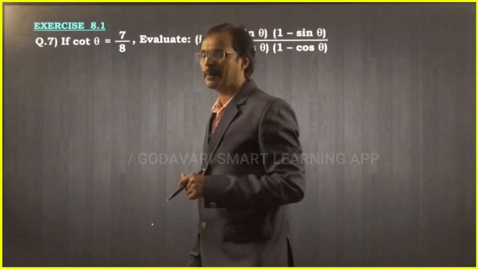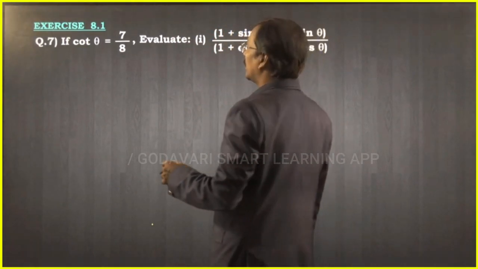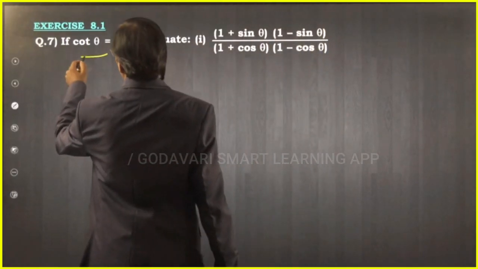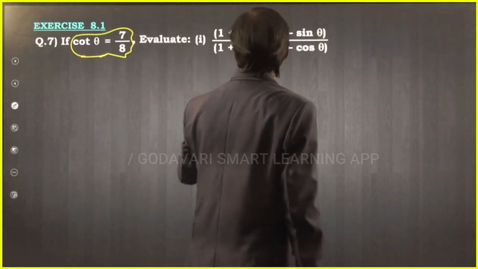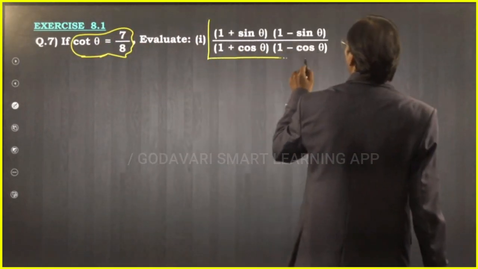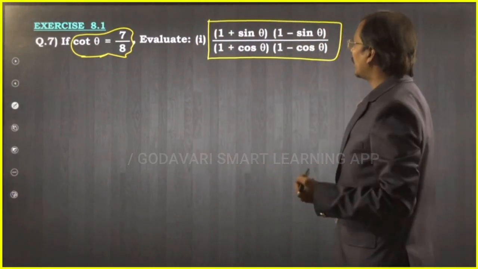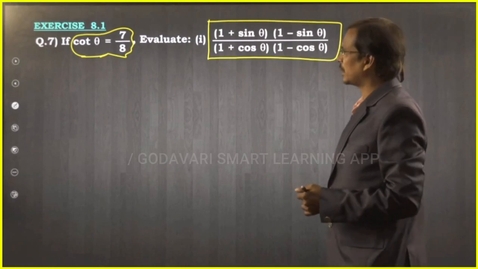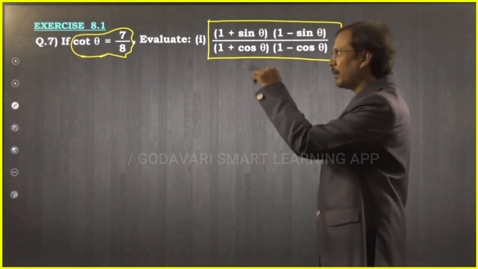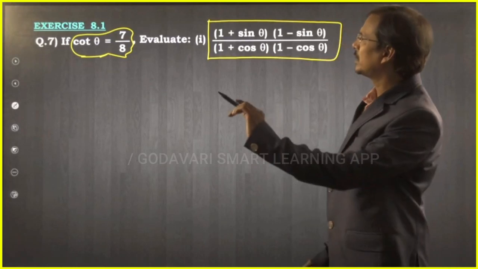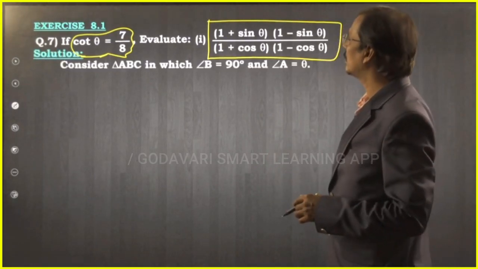Question number 7. In question number 7, if cot theta is equal to 7 by 8, evaluate (1 plus sin theta)(1 minus sin theta) by (1 plus cos theta)(1 minus cos theta). Here we have to find this total value, but given is cot theta is equal to 7 by 8. We have to consider a right angle triangle.